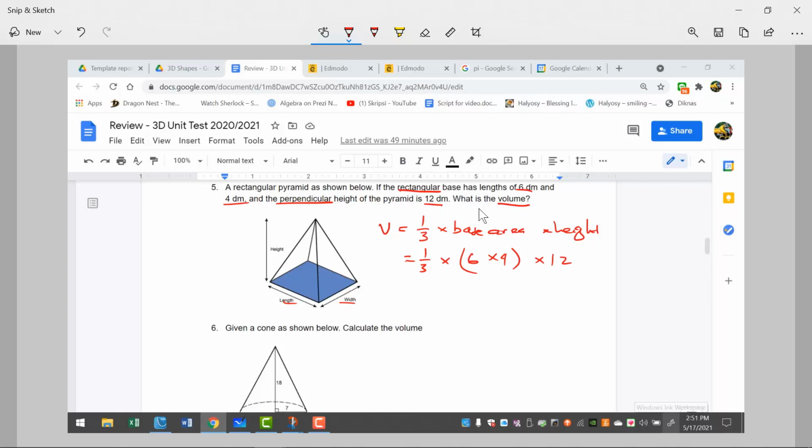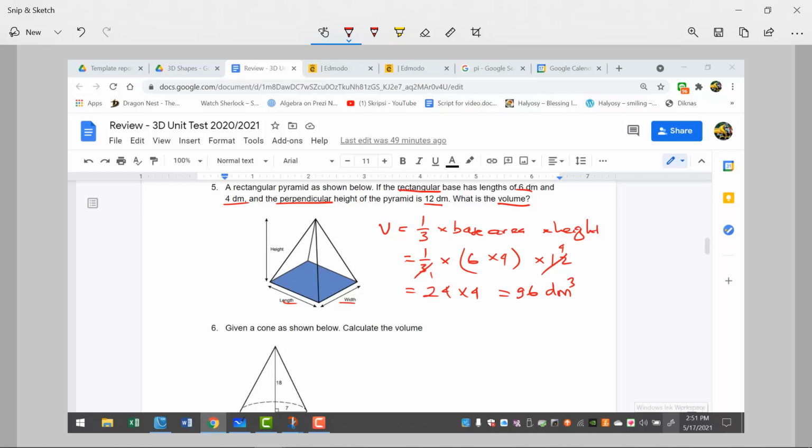We can do a lot of things with this calculation. I can cancel this 3 with the 6, or we can cancel it with the 12, it's up to you actually. I'm going to cancel that with 12. So if I cancel that, this becomes 1, this becomes 4, right? So 6 times 4 is 24, and then you times it again with 4. So 24 multiplied by 4 is equal to 96. So this is equal to 96 decimeter cube.